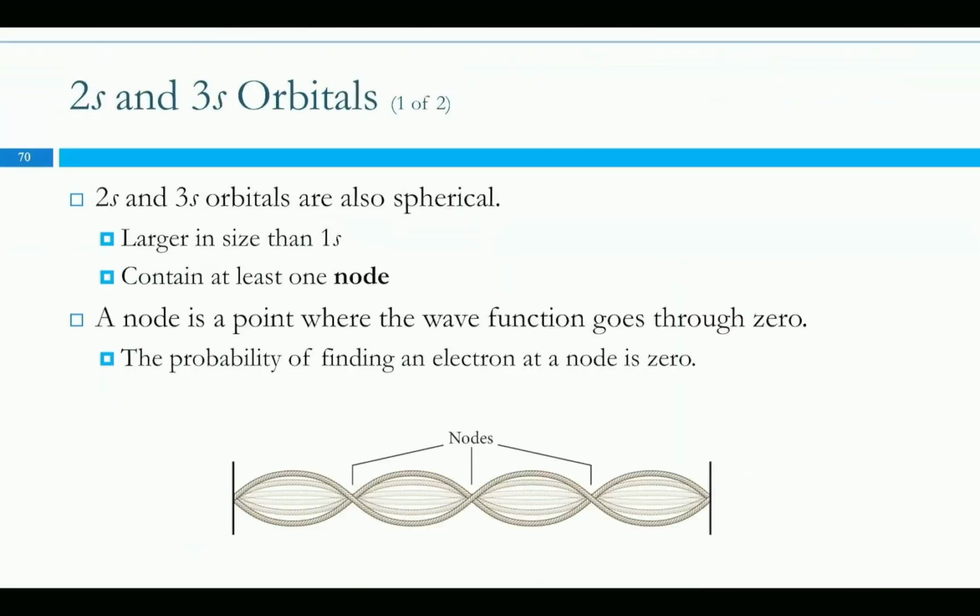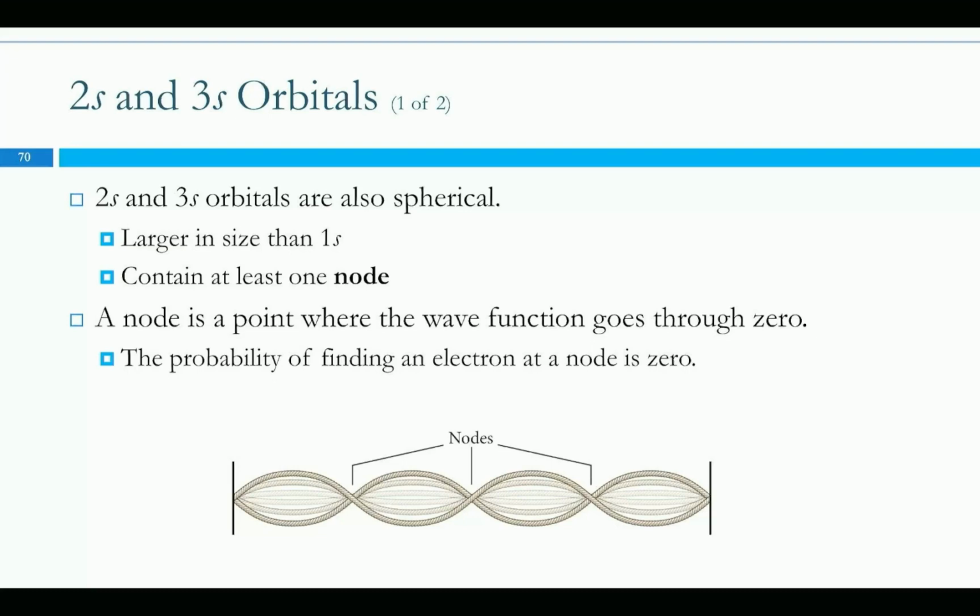Now, as we move out, we get other spherical orbitals, but then we get nodes. The node depends on the type of orbital and the principal shell number. You can think of it like a string oscillating in a standing wave, and we have these nodes where the string's not moving at all from some center point. It's like that.